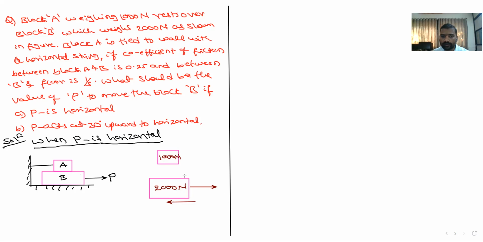Along the P or opposite to the P? Always it is opposite to the motion. Body is moving along the P. Okay, the friction is moving opposite. So always friction is opposite to that of the motion.